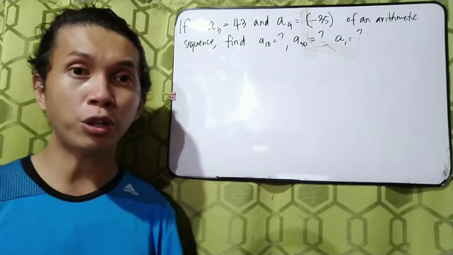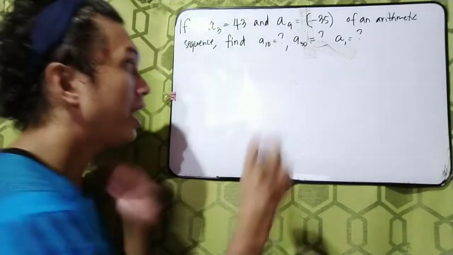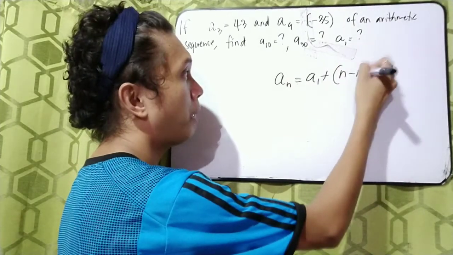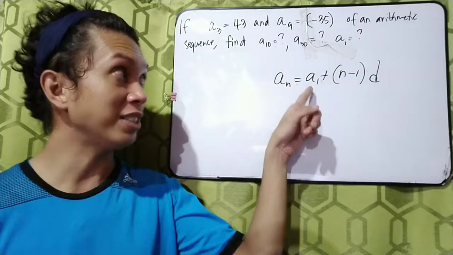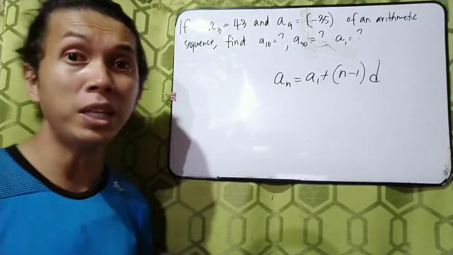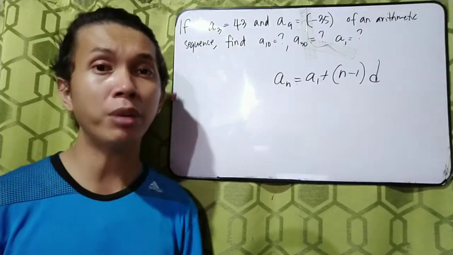If you try to recall the formula of the nth term of an arithmetic sequence, that is a sub n is equal to a sub 1 plus the quantity of n minus 1 times d, we need the values of the first term, which is a sub 1, and the common difference, which is d. But we only have a sub 3 and a sub 9. So how are we going to solve that?